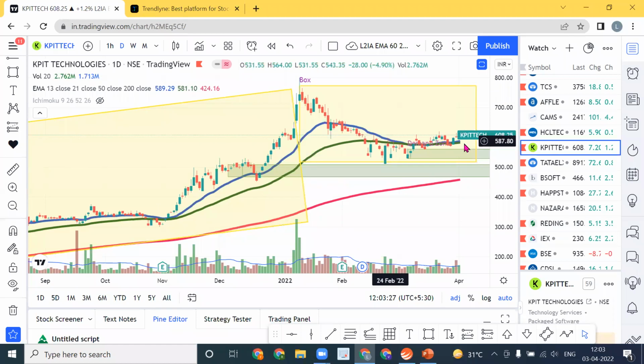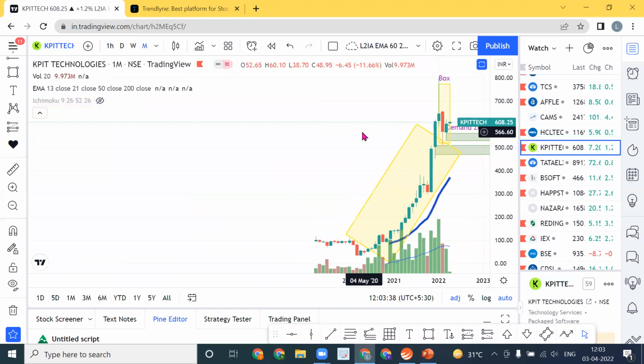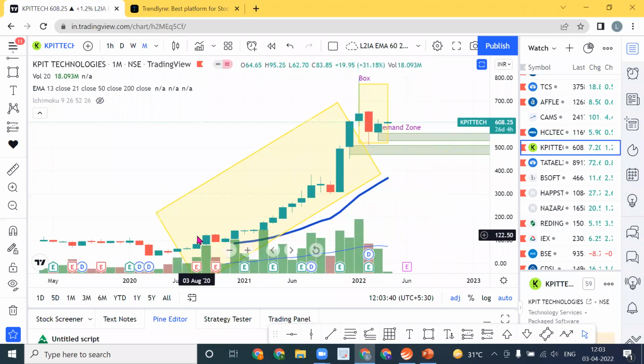There was a little decline, now it is consolidating. After that, what happens normally, if it is a good company doing well, it will move up once again. So if you see on the monthly chart, the pattern is like this. This is the growth. This is the consolidation for the last 4 months nearly. This is April. So it has been consolidating for 3 months and after that it will break out upward again.